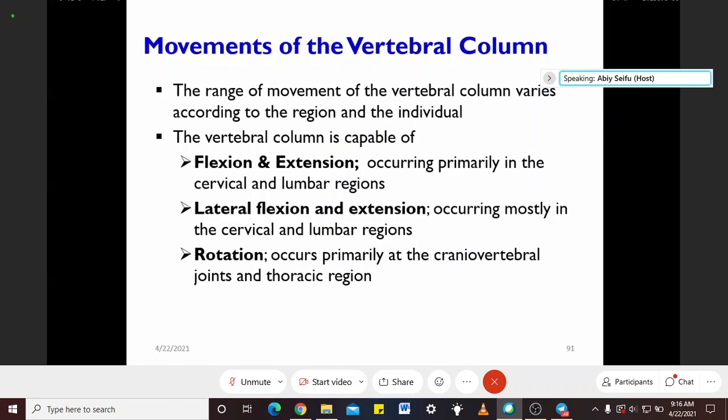Now let's continue to the types of movements that occur in the vertebral column. The range and types of movements that occur in the vertebral column are determined by the articulating surfaces of the vertebrae and the ligaments associated with the joint. For instance, flexion, extension, and lateral flexion occur in the cervical region as well as the lumbar region. But rotational movement occurs somewhat in the lumbar region, and mainly in the craniovertebral joint, that means the neck region. Okay, these are determined by different structures.